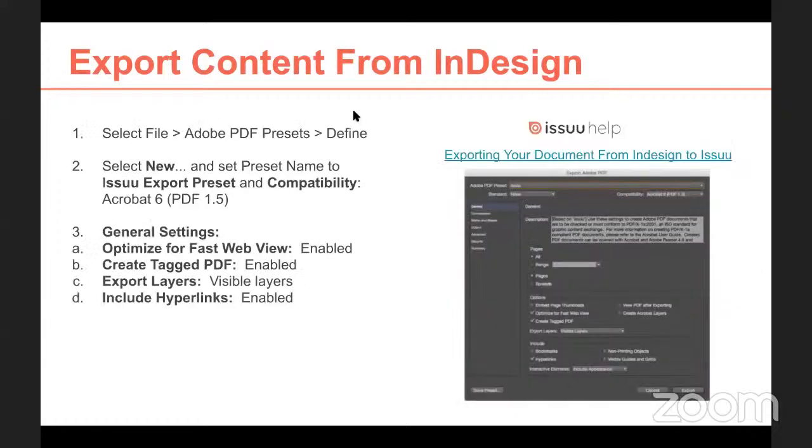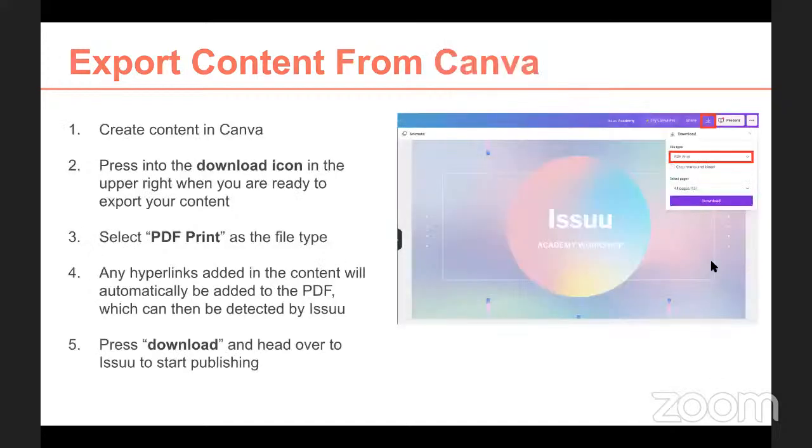Here as well, you can see on the right-hand side what it looks like when you are setting up that preset. Make sure that your Acrobat is 6. You're including any pages that you want, in this case all. Make sure to export your document as pages. Optimize for fast web view. Create a tagged PDF. Export all visible layers and include any hyperlinks that you may have. For interactive elements, include appearance, and then from there you can go ahead and export that document.